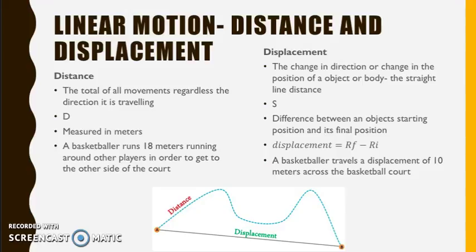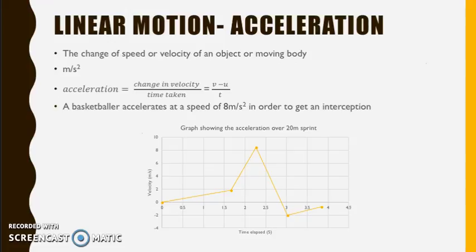Acceleration is the change of speed or velocity of an object or body. It is a vector because it states whether it is in a positive or negative direction. If it is negative, it means that the object is slowing down in that direction, in the forward direction. Acceleration is calculated by the change in velocity divided by the time taken.